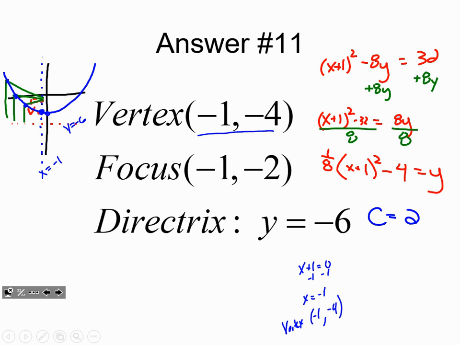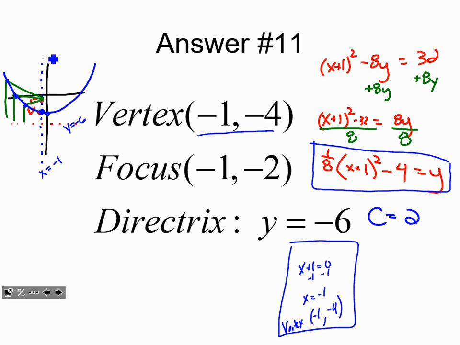Now, this one took a couple steps in order to get the y isolated by itself. I chose to bring the y over to the right side and then move the 32 over to the left side, then divide by 8, which put it into vertex form. And that allowed me right away to set x plus 1 equal to 0. That found my vertex. I then found my c value by setting 1 over 4c equal to 1 over 8, and I got my c as 2.